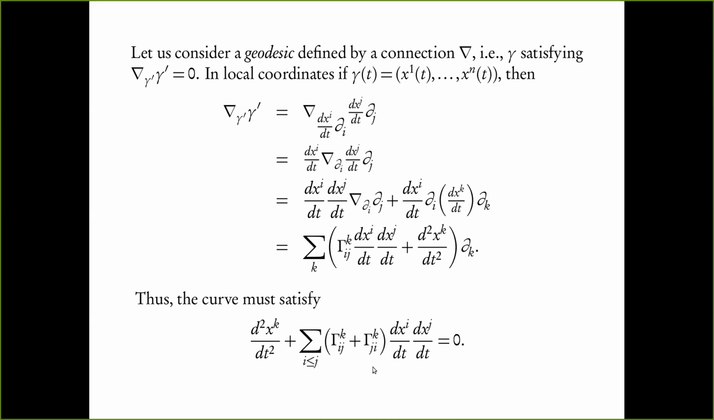Any other questions? Okay. Thanks for pointing this out.